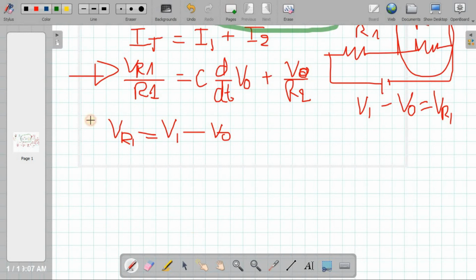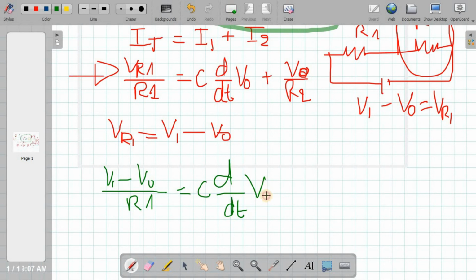I can change the color of the pen. I can see now VR1 over R1 is going to be V in minus V0 over R1, which is equal to C times d/dt of V0 plus V0 over R2. You see how easy it is?